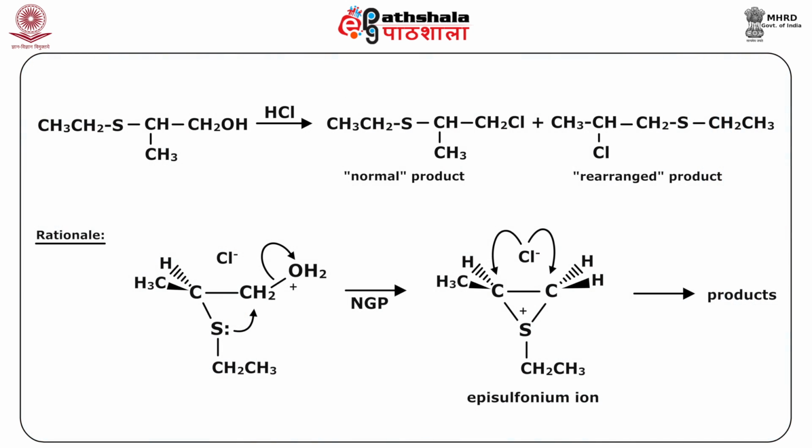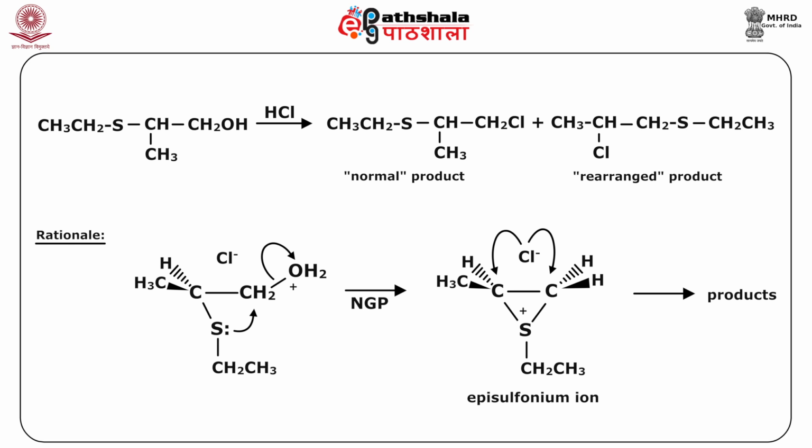The SN1 pathway leading to a primary carbocation intermediate is not as favorable as the NGP pathway leading to an episulfonium ion intermediate, that is, NGP with internal displacement, as we have talked about earlier. Now you can see here in this reaction the normal product and the rearranged product. So what is the rationale, students?